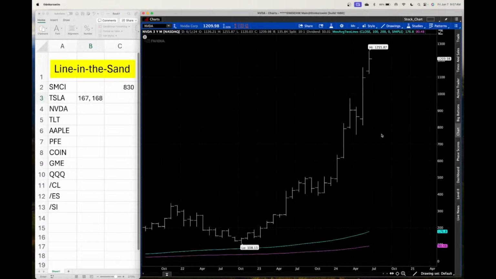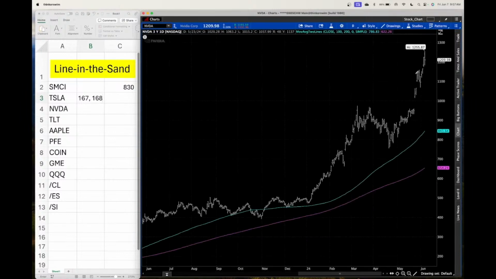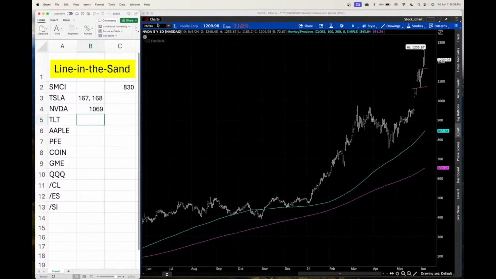Monthly is even going to be more pronounced. If we go on the daily, all you can really look at is just these numbers right here. Use those as your line in the sand, specifically 1069, and then you have the high right here, 1069. Very volatile, moves like crazy.